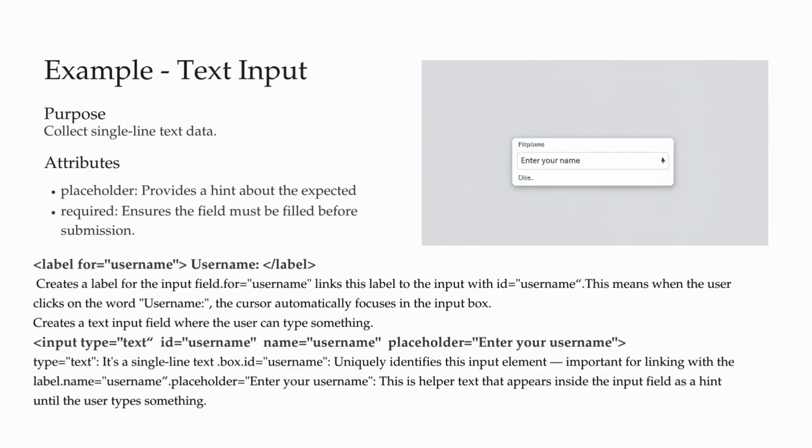This creates a text input field where the user can type something. Input type equals text, ID equals username, placeholder equals enter your username. Type equals text means it's a single line of text. ID equals username uniquely identifies this input element, which is important for linking with the label. Name equals username. Placeholder, enter your username, is helper text that appears inside the input field as a hint until the user types something.